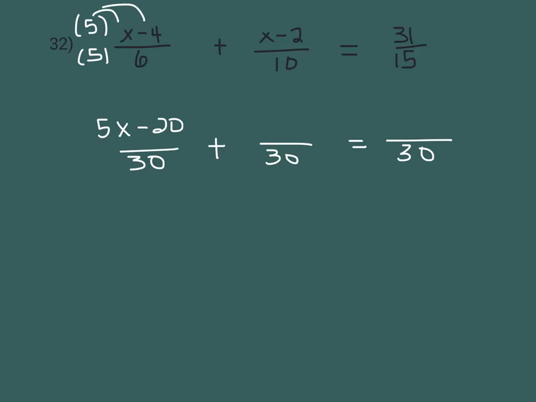All right, so let's just continue on. What do we need to multiply 10 by to get us to a 30? Well, we need to multiply it by 3. So let's multiply the denominator as well as the numerator by 3. 3 times 10 gives us that 30 that we wanted, and let's distribute the top. 3 times x is 3x, and 3 times negative 2 is negative 6. And then our last fraction, we need to multiply the 15 by 2 to give us a 30, so we're going to do the same to the numerator as well. So then 2 times 31 is 62.